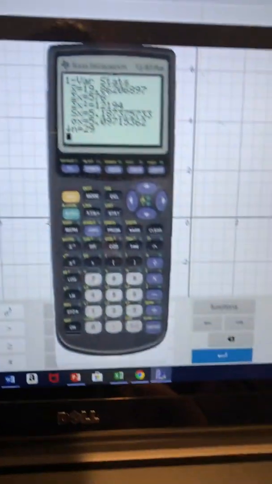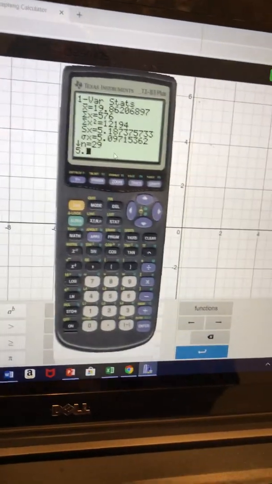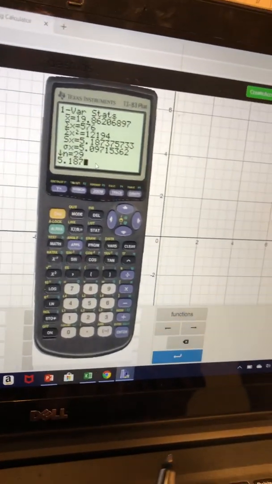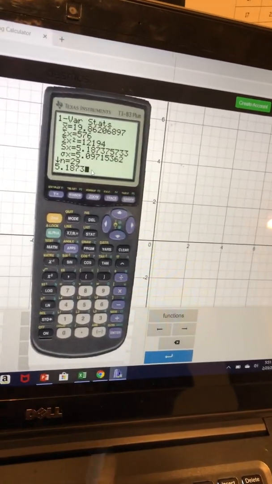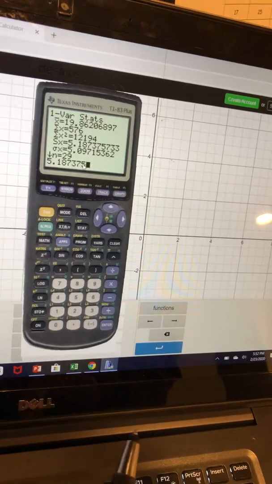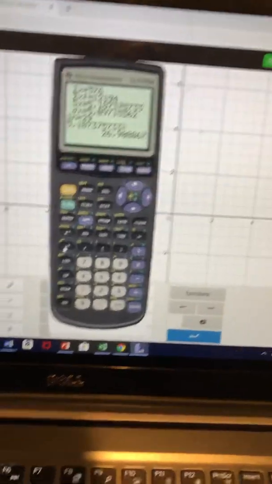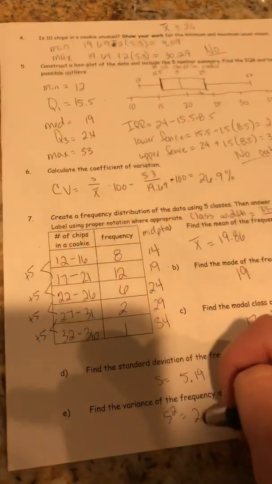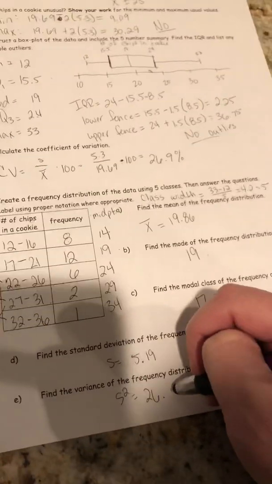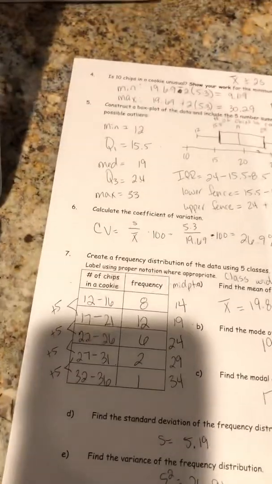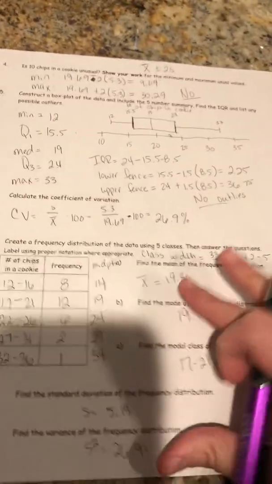And then for the variance, same thing. We're going to square the S. So I'm going to do 5.187375733 squared, and it's 26.91, and before it was 28.08. So again, it's close. So it is close using the frequency distribution compared to the original data.